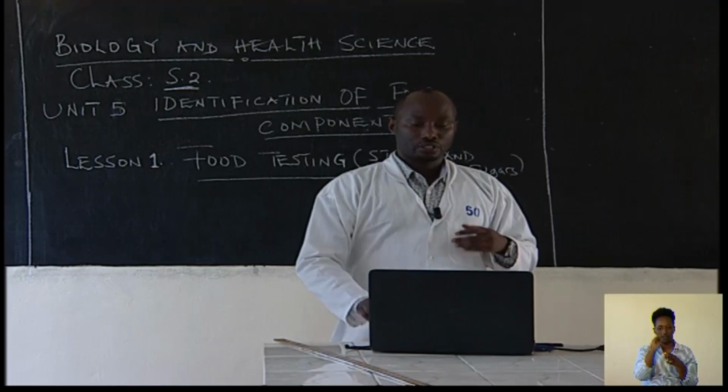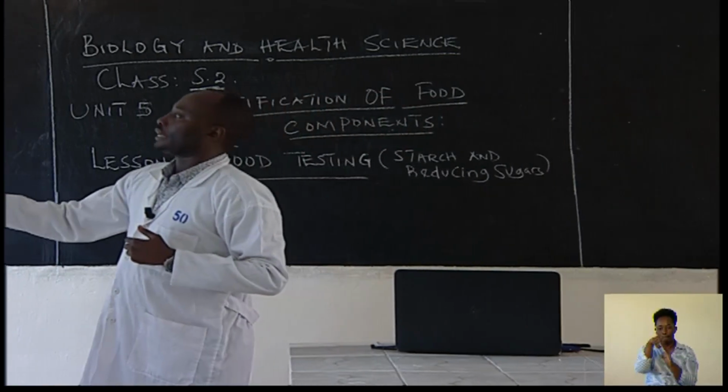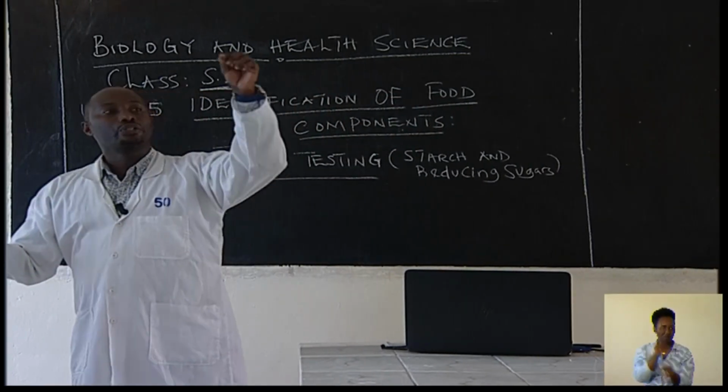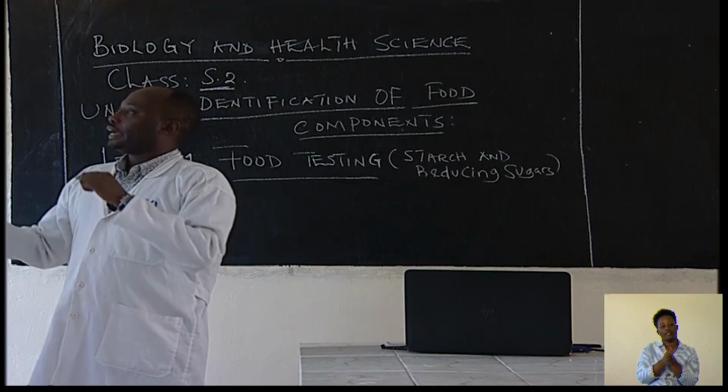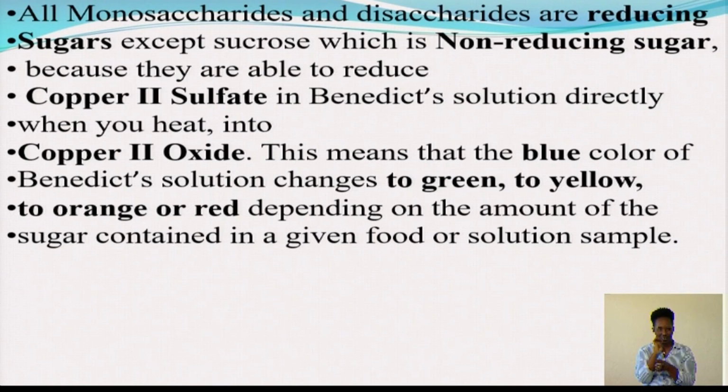Poly means many. Now, all monosaccharides and disaccharides are reducing sugars, except sucrose, which is a non-reducing sugar. Student, let me repeat the point. I said all monosaccharides and disaccharides are reducing sugars, except sucrose, which is a non-reducing sugar.